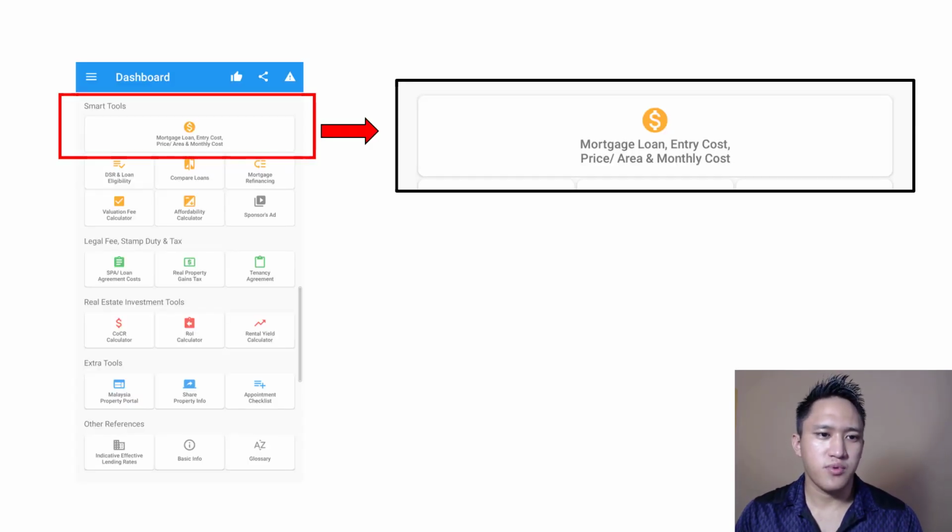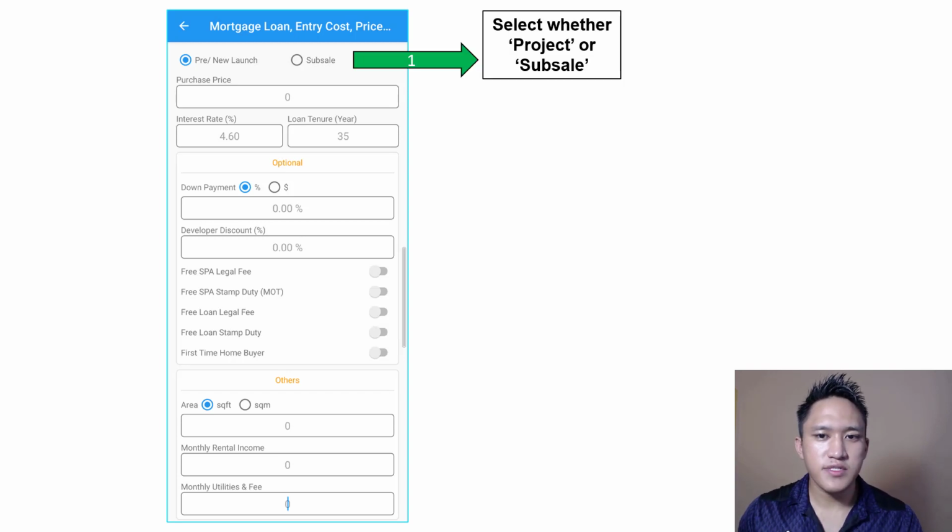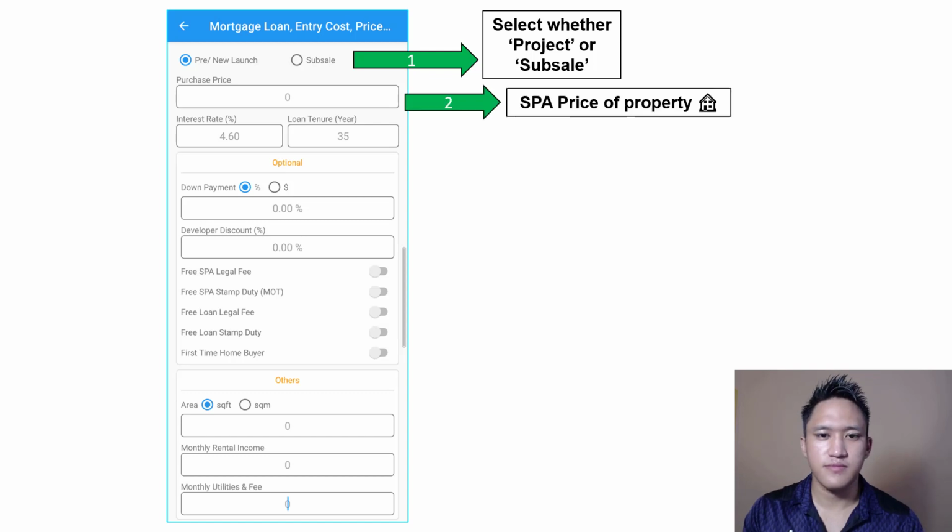So now when you go into the dashboard, into the app, this is what it will look like. Now there are many options, maybe you can play around with this in your free time, but I want you to look at the first option, which is the mortgage loan entry cost, price per area, and monthly cost. Alright, so when you go into that, this is what it will look like. So first, select whether you're buying a project or a sub-sale. A project is a property that is still under construction, and a sub-sale is already completed.